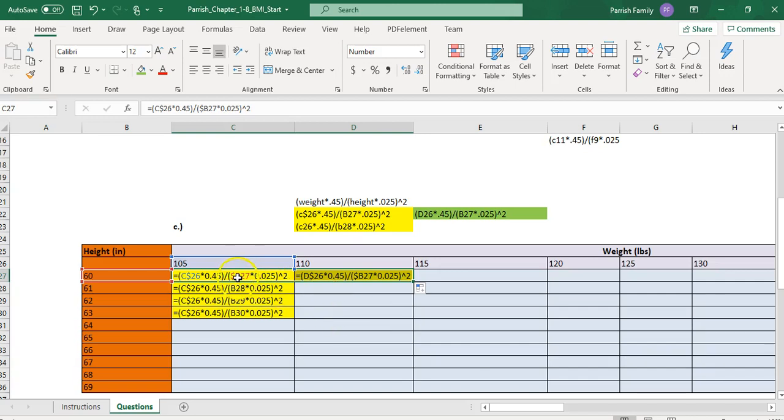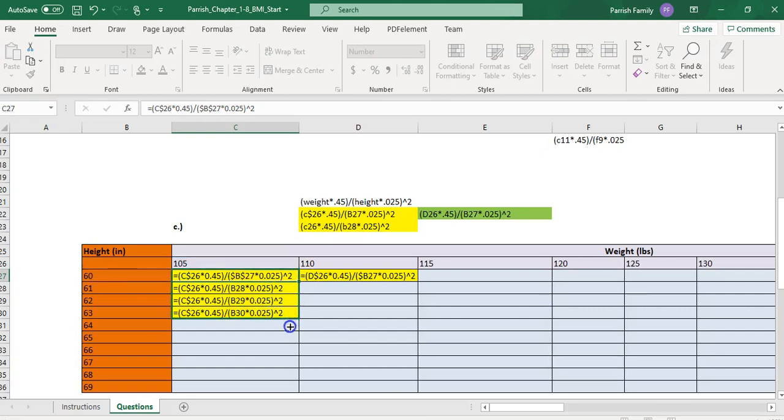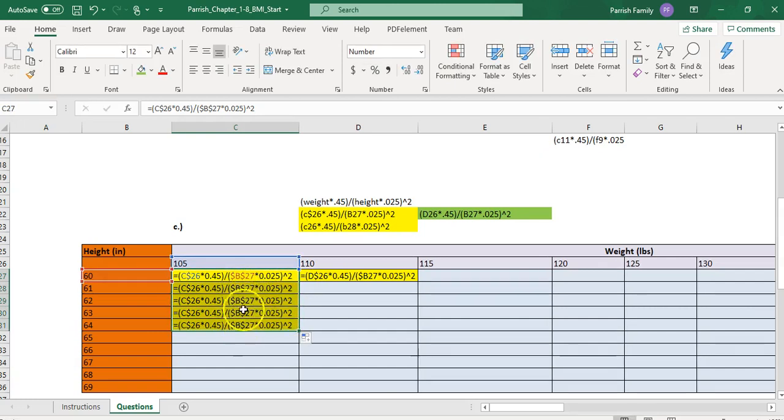So what happens if I put a $ sign on the B and the 27? Well, when I drag it down, it's B27 every single time, but we already said it should be 28. So if you put the $ sign on the number, only the number will stay the same. If I put the $ sign on the letter, then the letter will stay the same. If I put the $ sign on both of them, then both of them stay the same. It's a constant. It never changes.